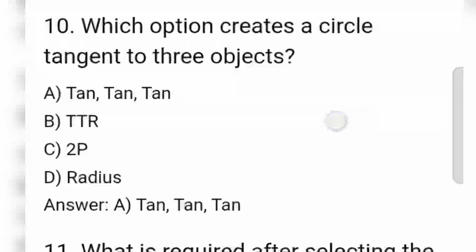Question number 10. Which option creates a circle tangent to 3 objects? Option A tan, option B TTR, option C 2P, option D radius. Answer is A, tan means tangent. We use this command, tan, to create a circle tangent to the three objects.